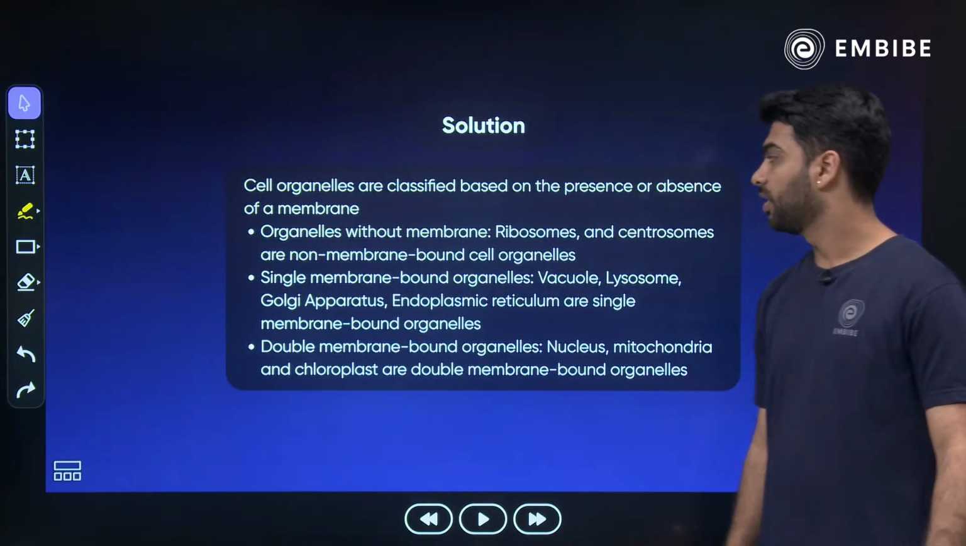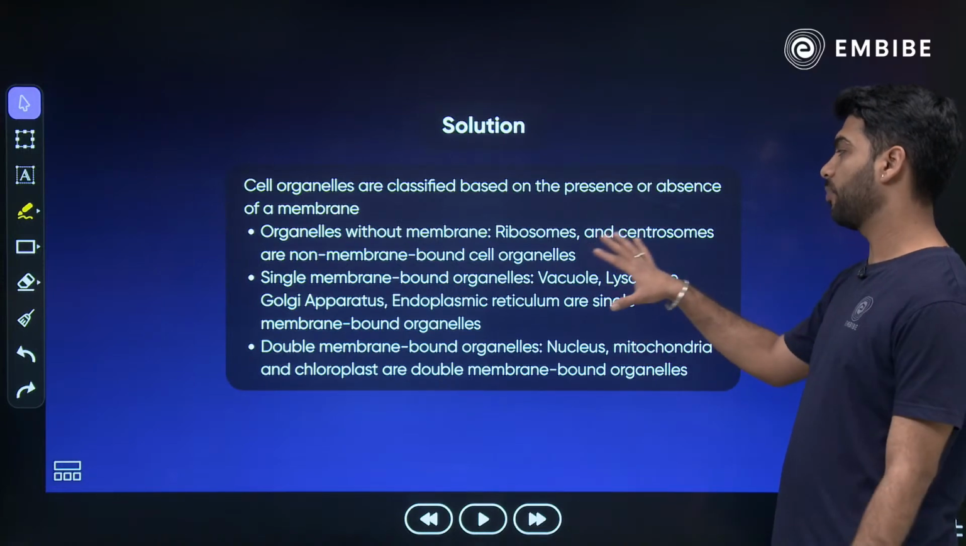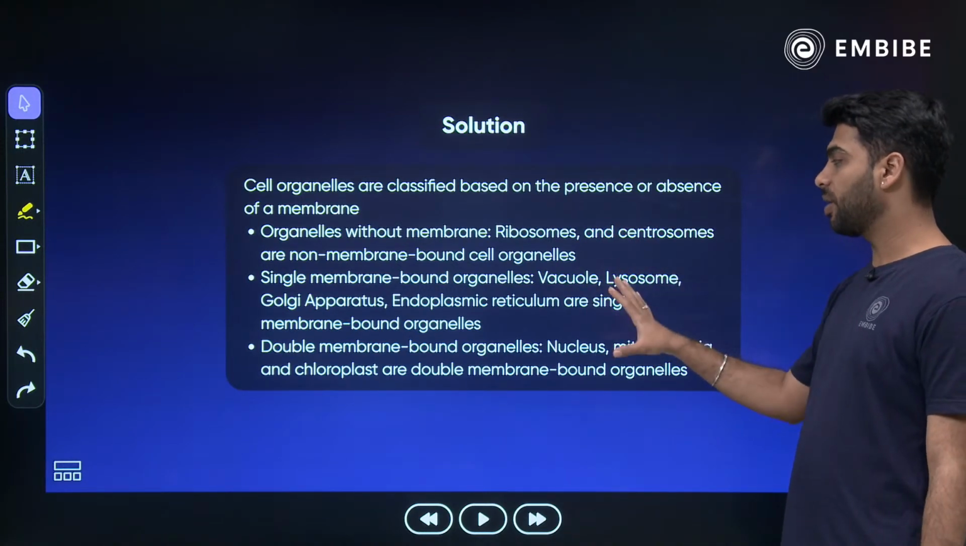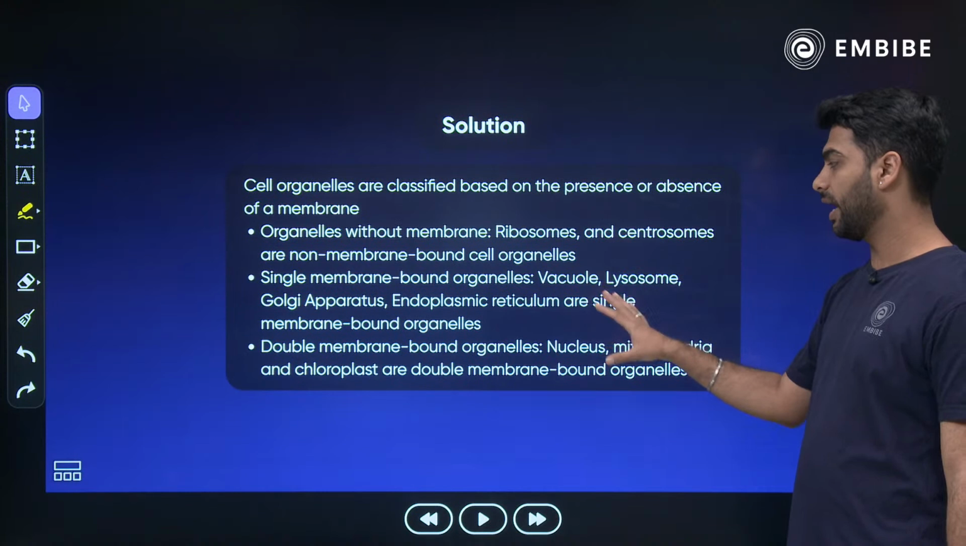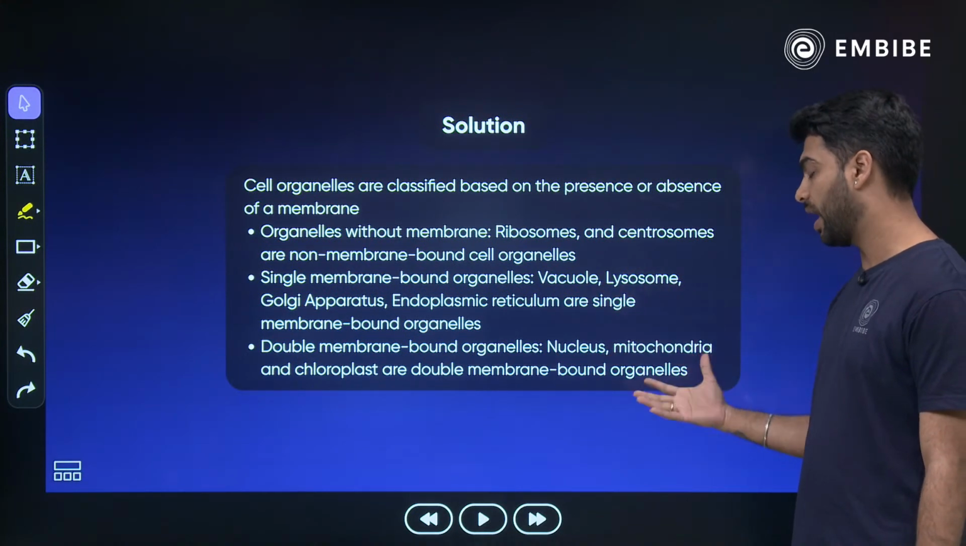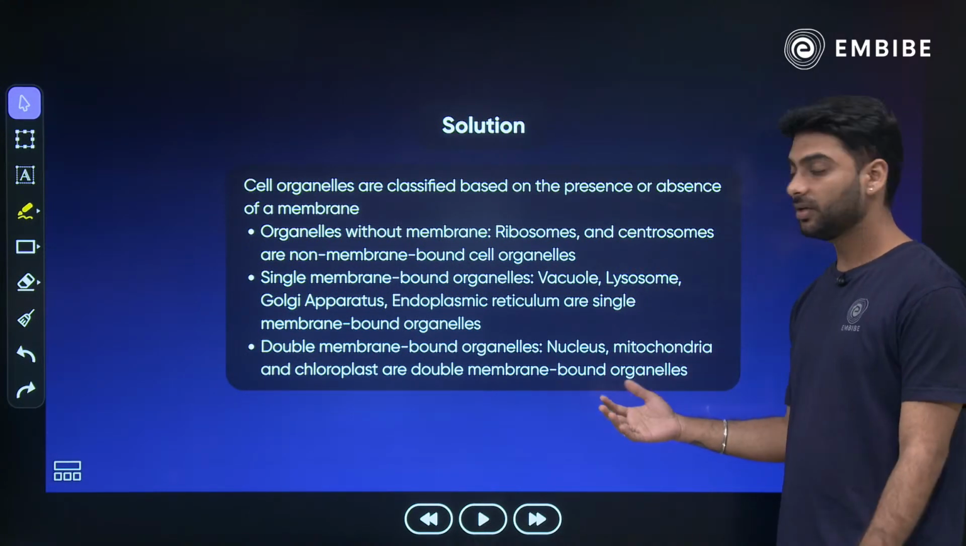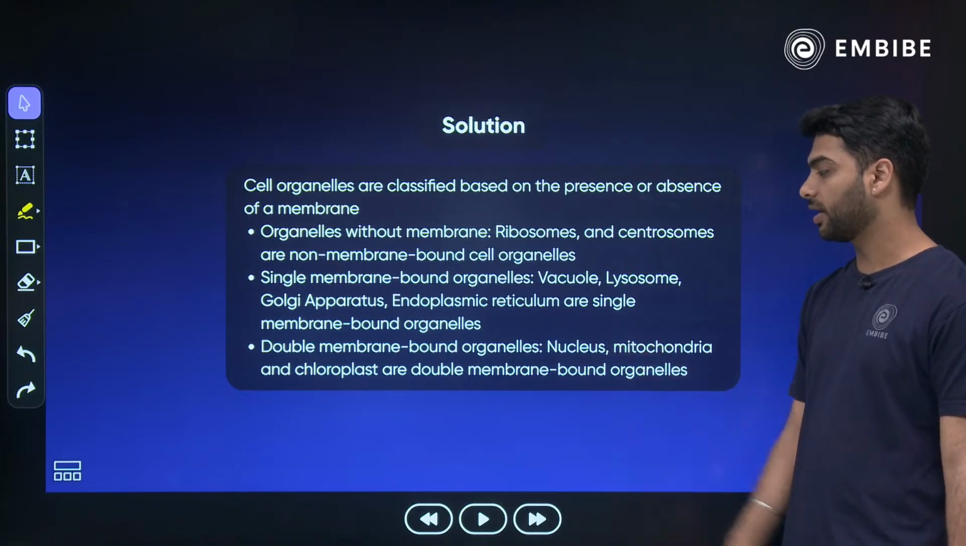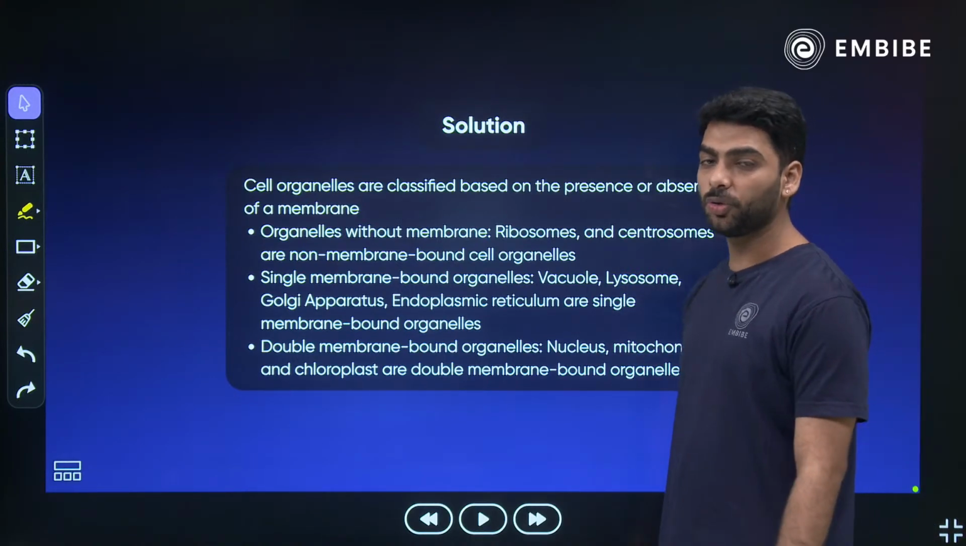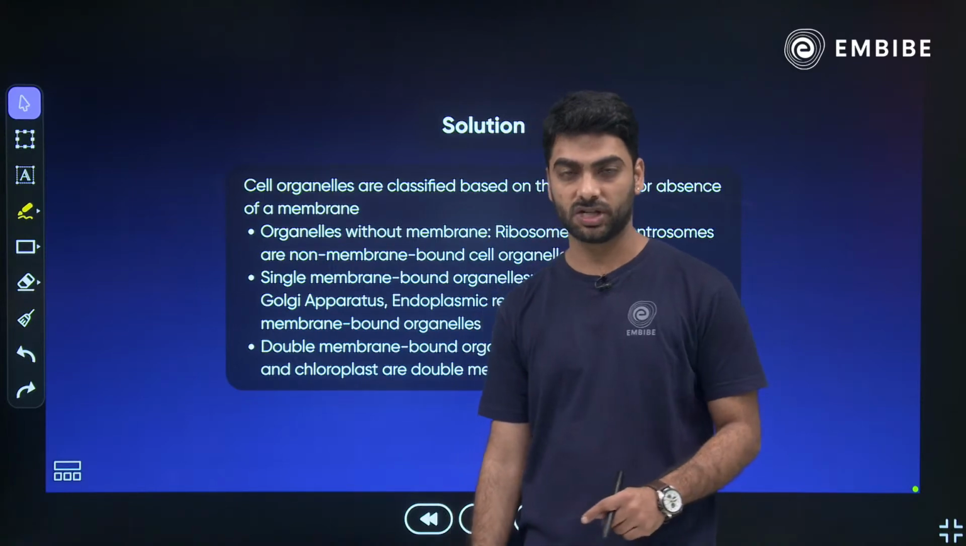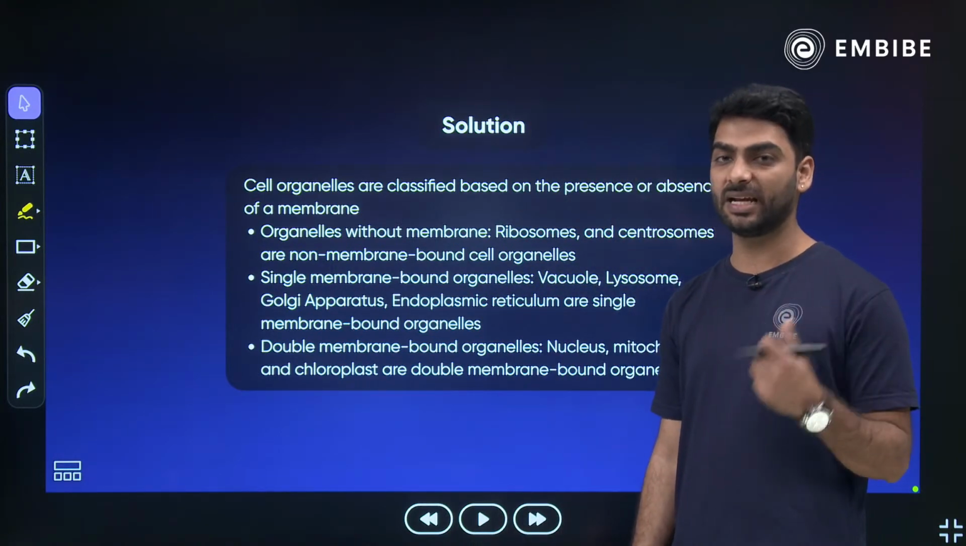So organelles without a membrane are ribosomes and centrosomes. With one membrane are vacuoles, lysosome, Golgi, endoplasmic reticulum, and with double membrane are your VIPs like your nucleus, mitochondria and chloroplast. What are microtubules? They are a part of the centrosomes, Hashir, and they are important during cell division.